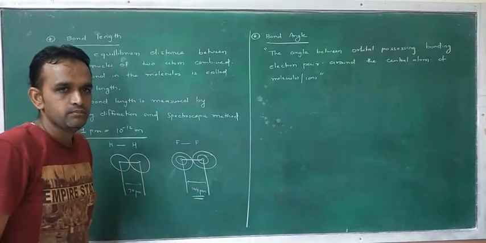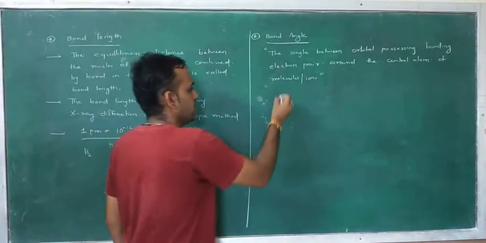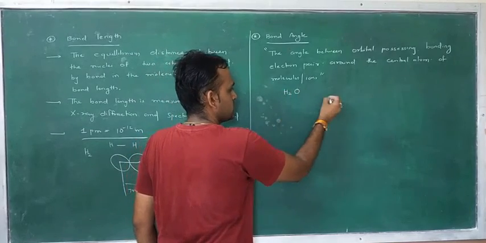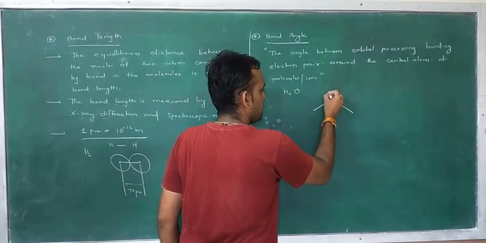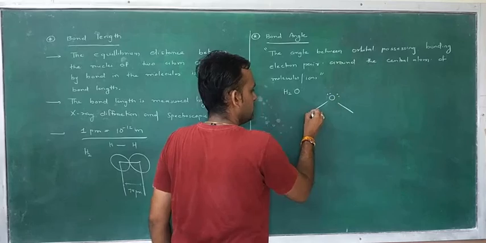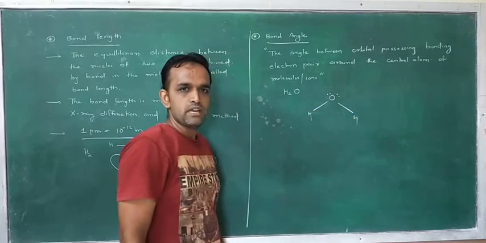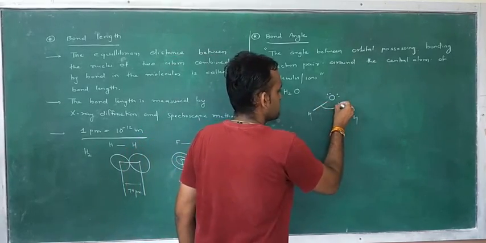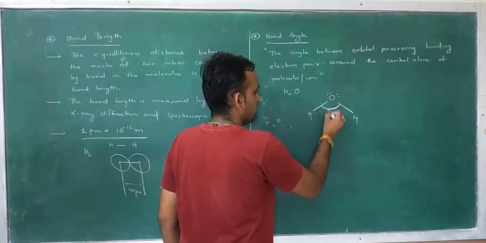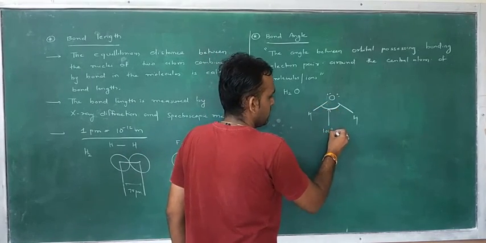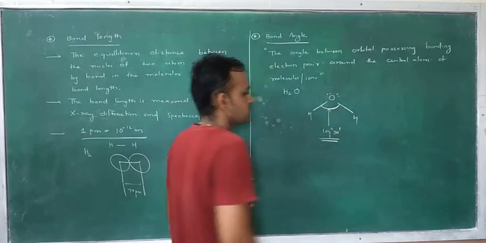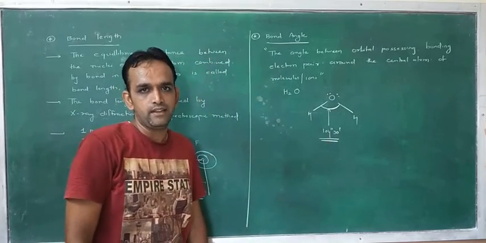Let us take an example, just like H2O, water. Oxygen is the central atom. Here there is a non-bonding electron pair, and these are the bonding electron pairs. Whatever the angle is in between these, we can say it is 104 degrees 30 minutes. So this is a bond angle. Is it clear?